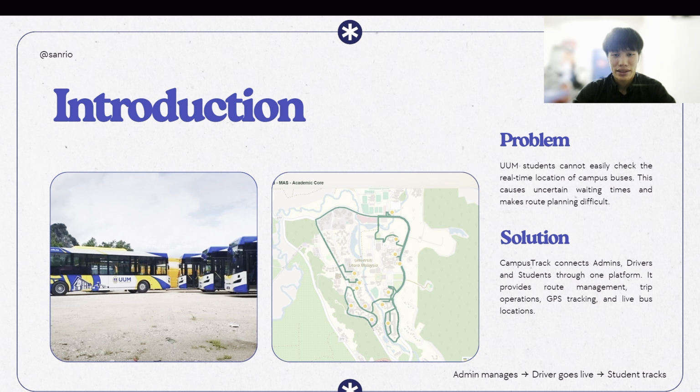To address this, Campus Track connects three key roles into a single workflow. Firstly, we have the administrators who manage the routes, stops, and buses via a secure dashboard. Secondly, we have the drivers who start trips and submit live GPS locations from their phones. Thirdly, we have the students who can view the live bus movement on the map and browse route stops without even needing to log in.